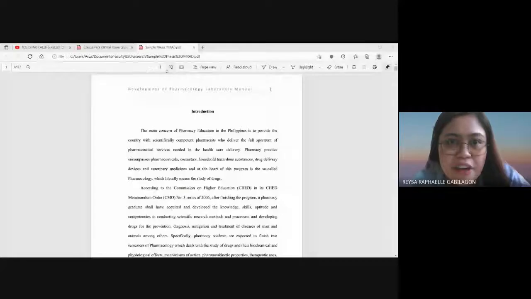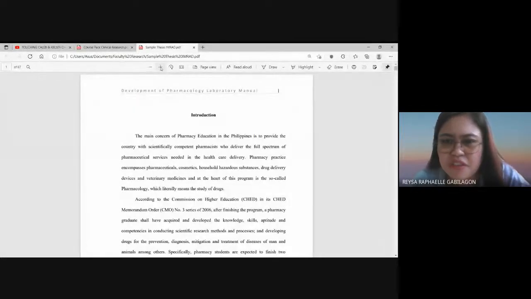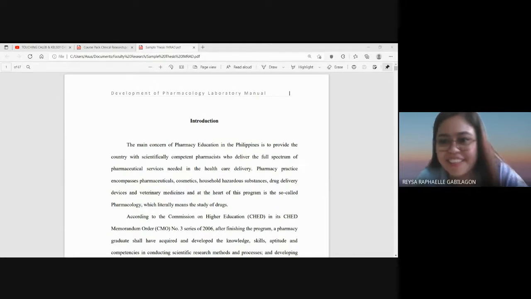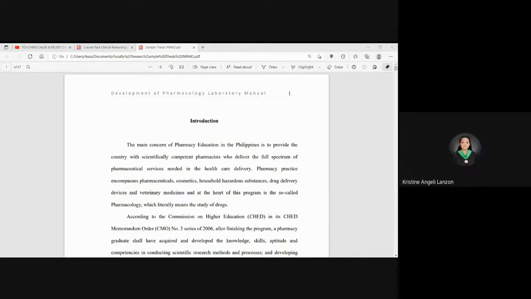Pero itong ipapakita ko sa inyo, though this is not purely quali because hindi pa talaga ako nakagawa ng class na pure lang talaga na quali. This one is a mixed method. Mixed method siya, pero ang introduction ko kasi does not contain statistical information. Wait lang, makita ninyo? Yes, ma'am. Okay.